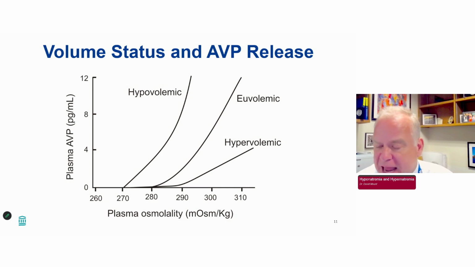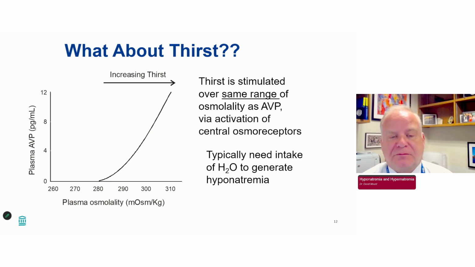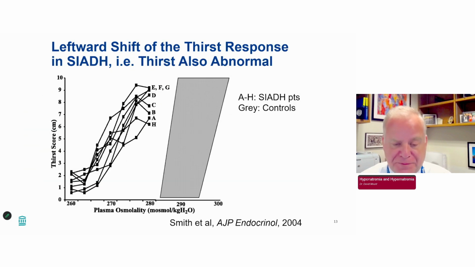So this really happens on a minute-to-minute basis to some degree. And vasopressin has a very short half-life of about 10 minutes. So this physiology always changes in our hyponatremic patients based on what we do to them. And again, as I said, thirst is stimulated over the same range of osmolality as AVP via activation of central osmoreceptors. And you typically need intake of water to generate hyponatremia.